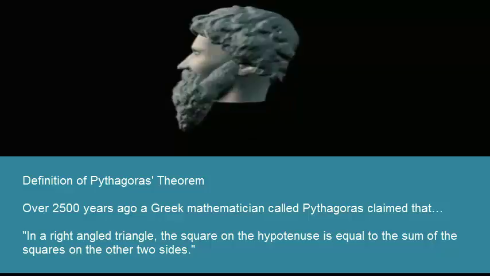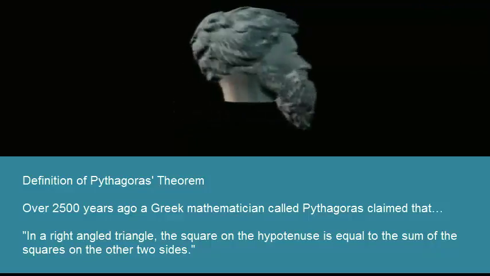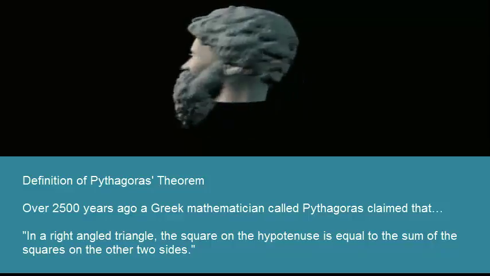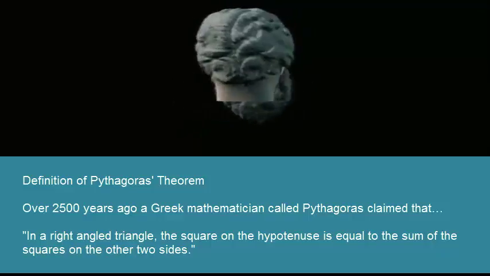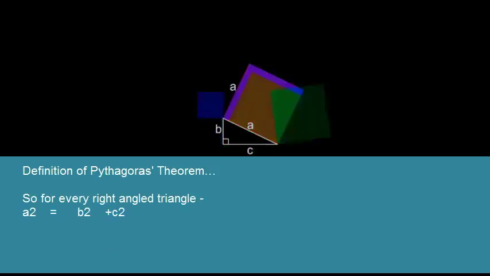Over 2,500 years ago, a Greek mathematician called Pythagoras claimed that in a right-angled triangle, the square on the hypotenuse is equal to the sum of the squares on the other two sides. In other words, the area of the square on the longest side, the hypotenuse, equals the area of the square on the shortest side, plus the area of the square on the middle side. So for every right-angled triangle, a squared equals b squared plus c squared.